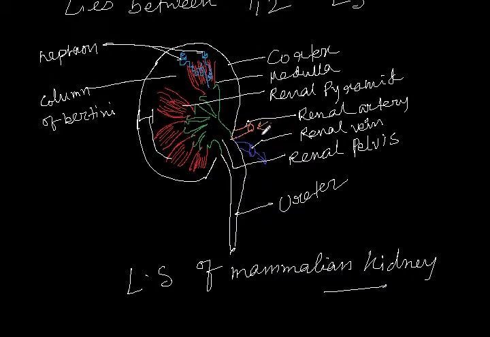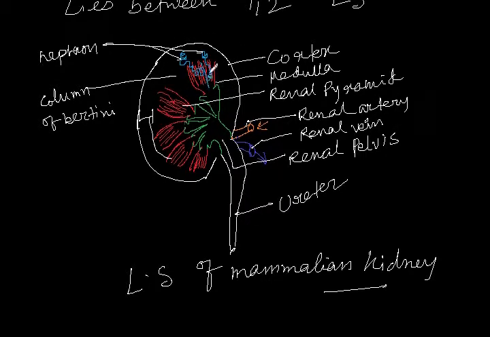Now we have to mention that the deoxygenated blood containing toxic substances enters the kidney via the renal artery, and after entering the kidney it gets filtered, and the filtered blood is delivered out from the kidney to the body by the renal vein.